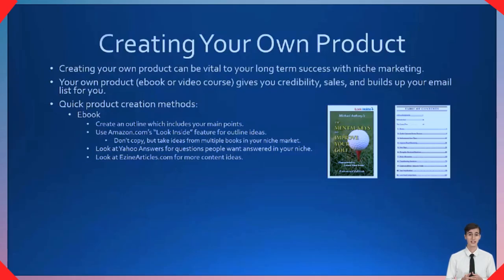Look at ezinearticles.com for subject matters that they've covered in articles and think of ways that this must be a popular topic because this author has been writing about this for a while. And you could work up and actually make that one of your chapters, one of your modules in your training course. A video course is similar to an ebook where you're going to create your outline, and you could do it using the same methods I just covered above.